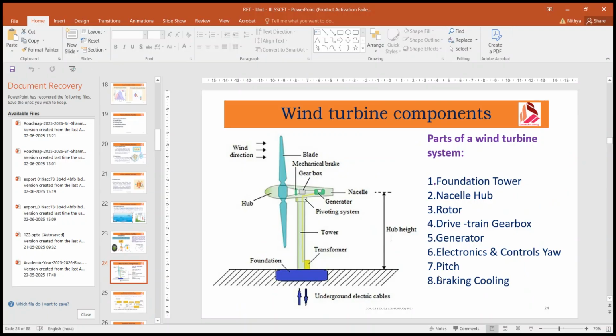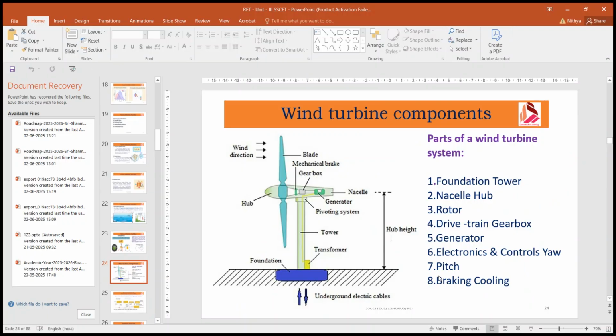Normally, in any wind turbine system, these are the main components: the foundation of the tower, the nacelle, hub, and rotor, the drive train and gearbox for rotating the rotor, and generators to produce electricity. Then there are electronic controllers and the yaw controller for controlling fan speed for high pressure and low pressure air, and then pitch, braking, and cooling systems.